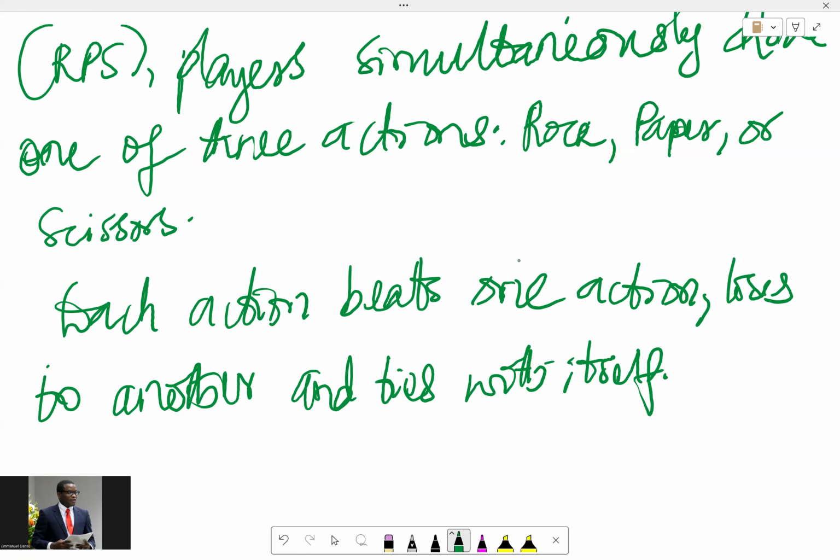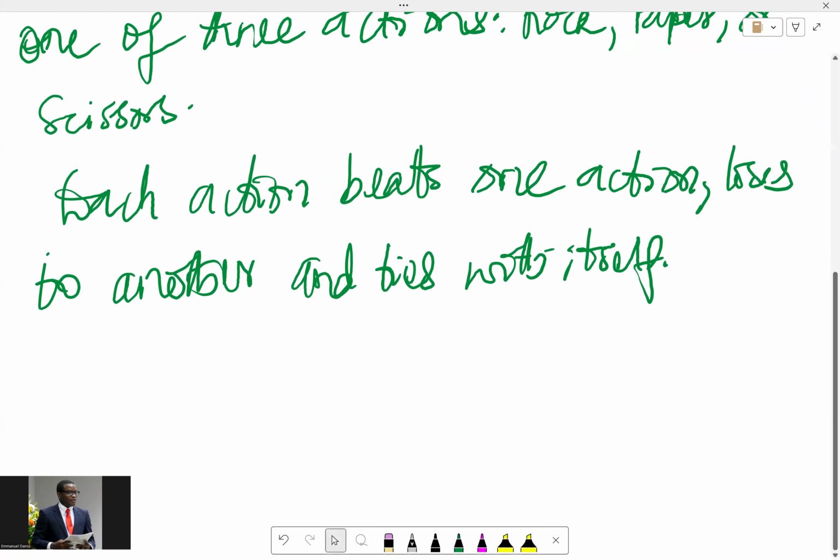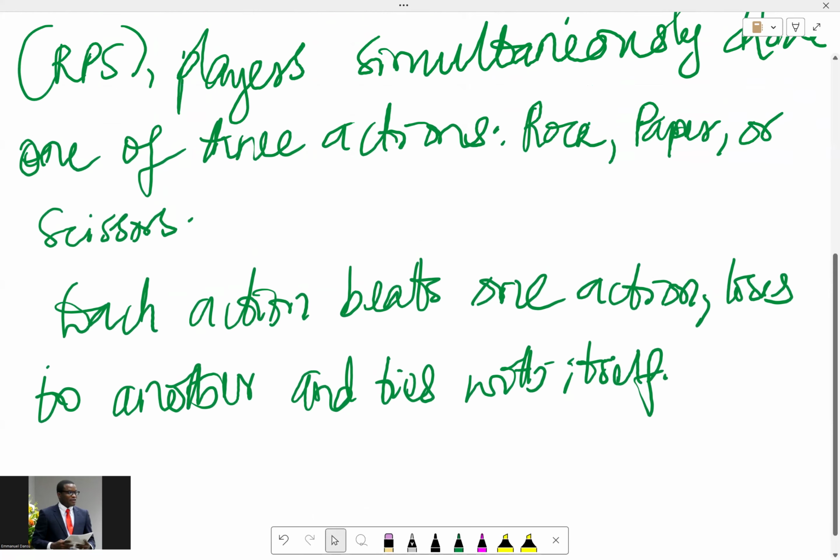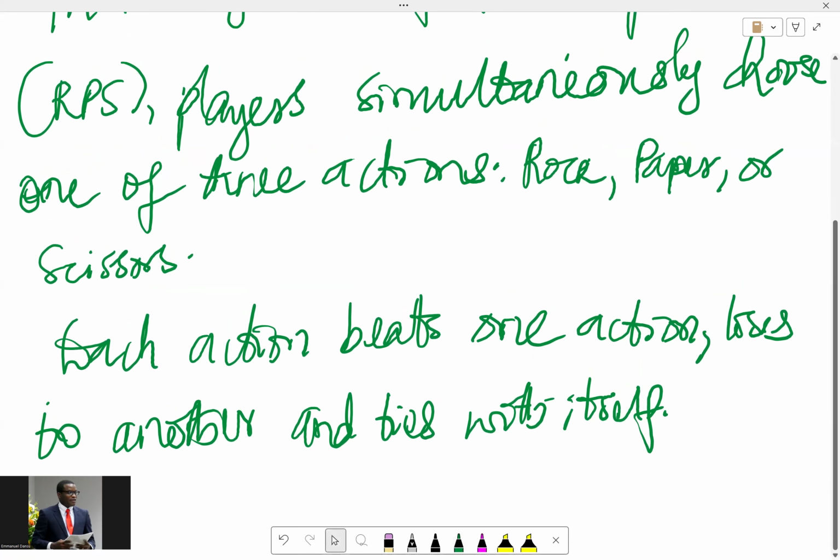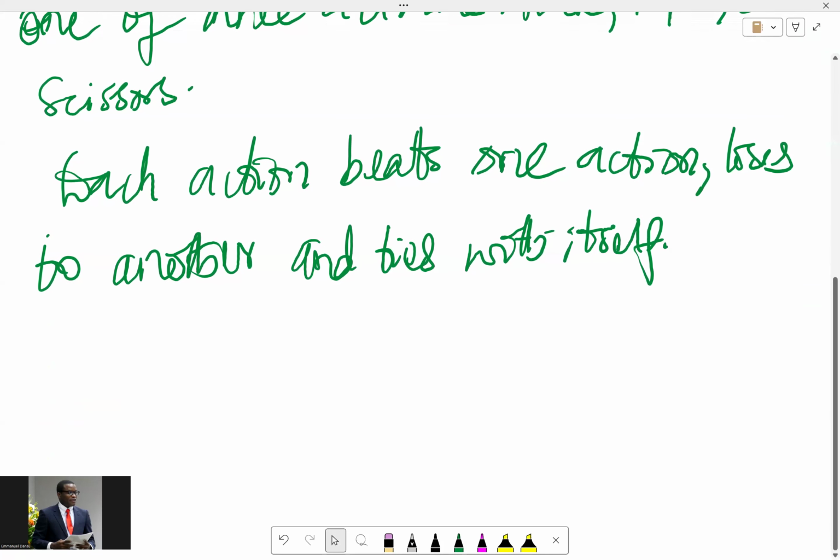So each action beats one action, loses to another, and ties with itself. In essence, paper loses to scissors, but paper wins rock. Then scissors wins paper, but loses to rock. Then I think rock loses to paper, but wins scissors, or something like that. But the payoff matrix is going to show us what exactly the situation is. So each action beats one action, loses to another, and ties with itself.